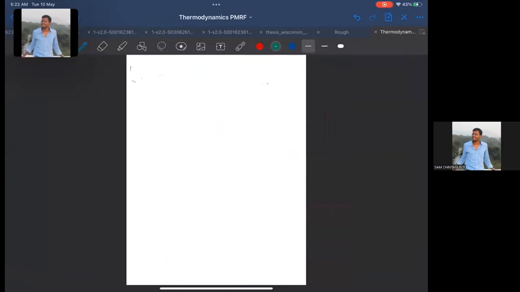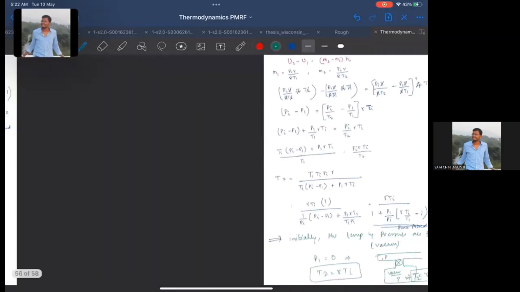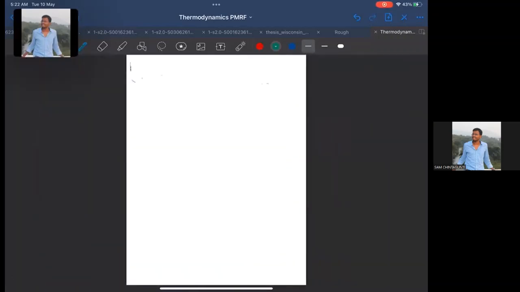Now let's come to the next question. Question number 14. In question number 14, a mass of 15 kg of air in a piston cylinder device is heated from 25 to 77 degrees centigrade by passing current through a resistance heater inside the cylinder. The pressure inside the cylinder is held constant at 300 kilopascal during the process, and a heat loss of 60 kilojoule occurs. Determine the electric energy supplied.